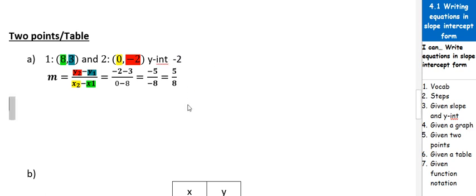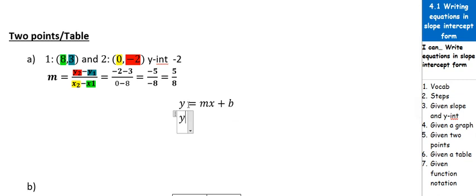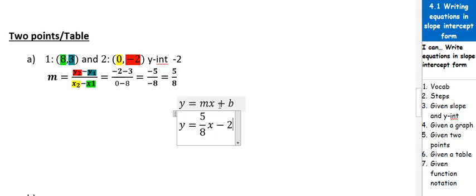Now I'm going to plug it into my equation. Y equals mx plus b becomes y equals 5/8 x minus 2, because I put in -2 for b.